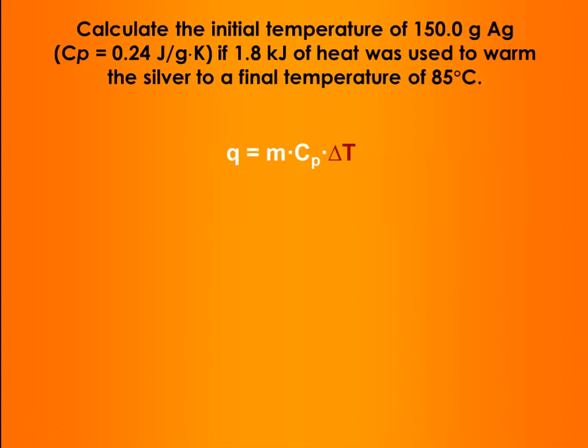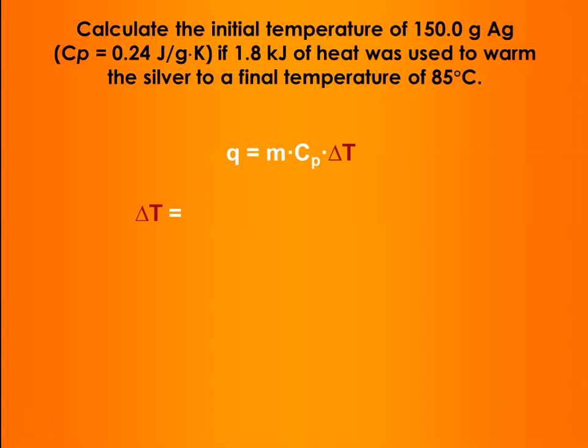My Q again needs to be in joules. I have that 1.8 kilojoules. My specific heat is 0.24, but notice that that is in joules. If you have a different unit for your Q than you do for your Cp, you do need to make sure those units are consistent. And then I have my mass, the 150 grams.